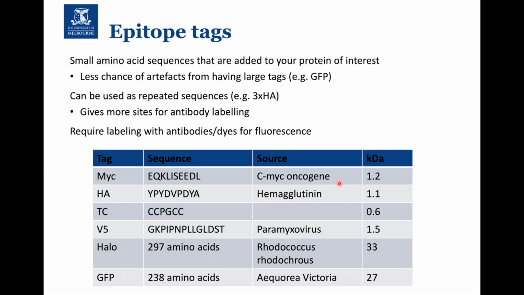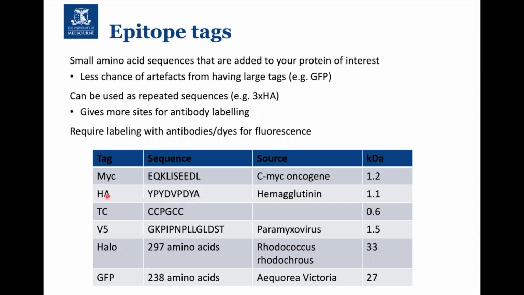I already mentioned epitope tags. So again, as mentioned, these are very small amino acid sequences that are added to your protein of interest. The nice thing here is there's less chance of getting the artifacts that you'd have from a large tag, such as a GFP molecule. They can be used in repeat sequences.